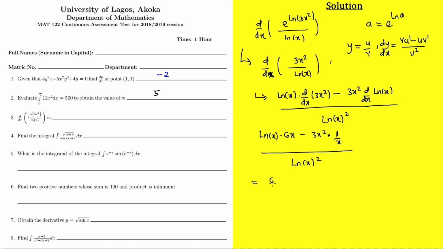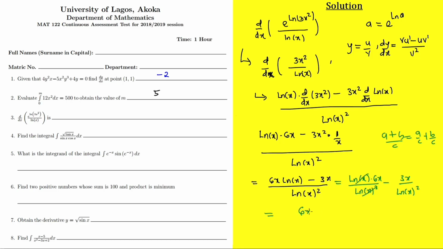And this will give me 6x ln x minus 3x, because here I have x squared multiplied by 1 over x, so that reduces to 3x, all divided by ln x squared. All right, so from your elementary you will also recall that if I have a plus b over c, this can be written as a over c plus b over c. So you agree with me that this is ln x multiplied by 6x all divided by ln x squared, minus 3x all divided by ln x all squared. Okay, so you cancel one of these, and I'm going to have 6x all divided by ln x, then minus 3x all divided by ln x all squared. Okay, so this is our correct answer to this question.